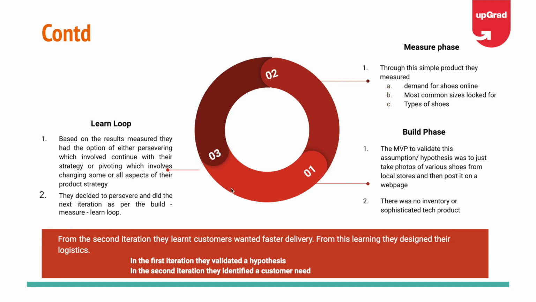And in the learn phase, based on the results measured, they have two options. Like we discussed earlier, either persevering, which involves continuing with their strategy, or pivoting, which of course involves changing some or all aspects of their product strategy. When they understood the data, they realized that there was actually a demand for shoes online. People were actually very willing, just based on the MVP, to buy products from them. And based on this data, now that there is actual data that customers are buying from them, they decided to persevere and did the next iteration as per the build, measure, learn loop.